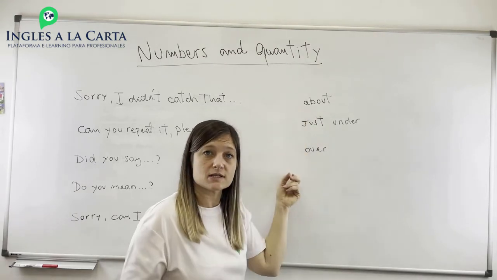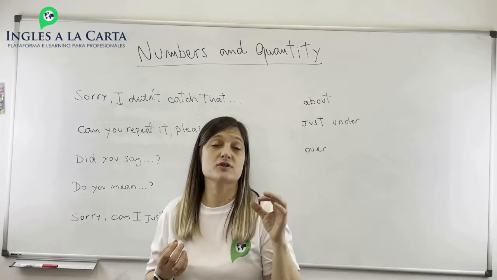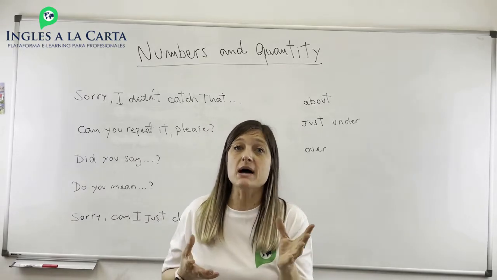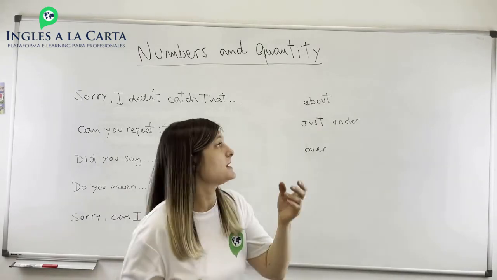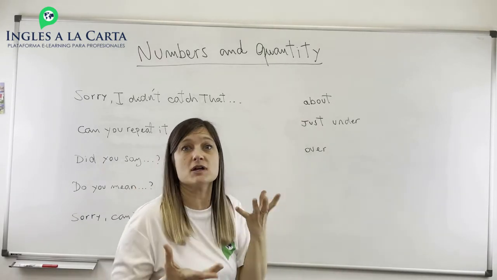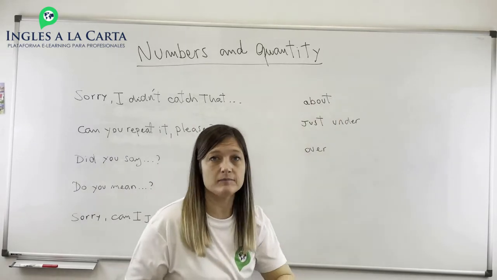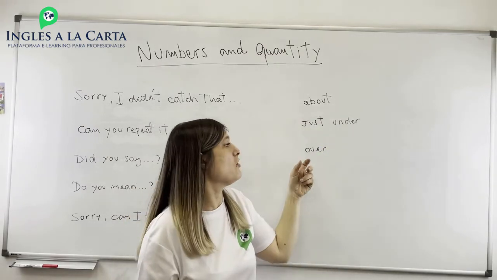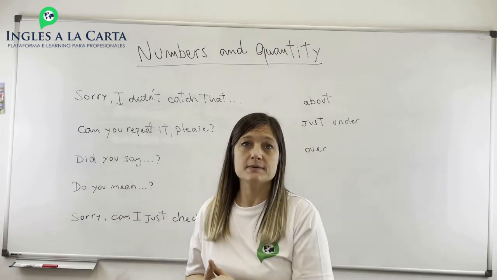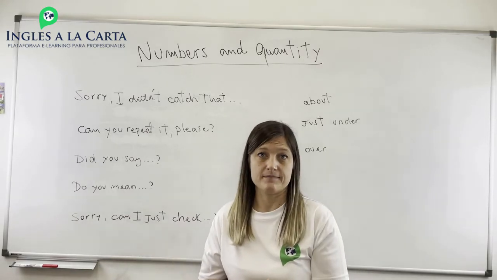Sometimes it's not necessary to give a precise number, but we can say an approximate number. In that case, these words are very useful. We can say about 500,000, just under 1,000, over 200, and that's enough to give an approximate idea.